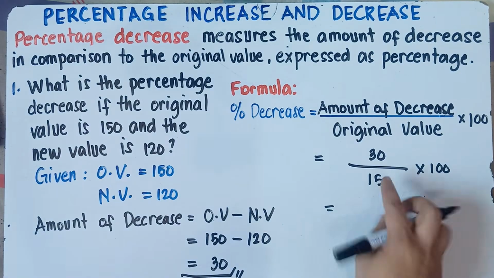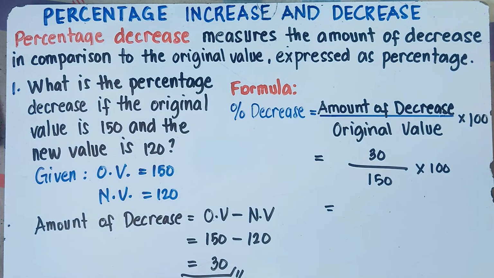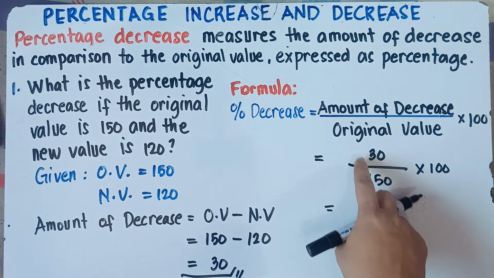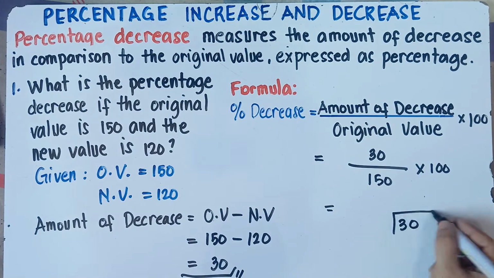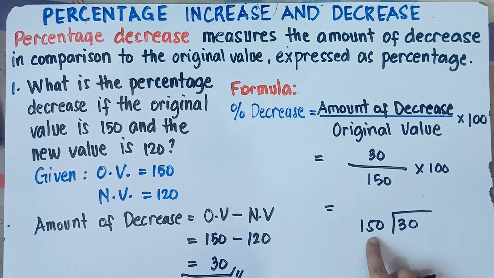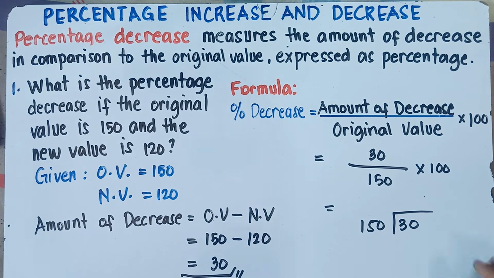So in this scenario, class, can we do it manually? Can we divide 30 by 150 manually? Yep, we can actually do it manually because these are not large numbers. So let's do it manually. 30 divided by 150. Can we divide 30 by 150? Nope, we cannot divide. So add a 0.